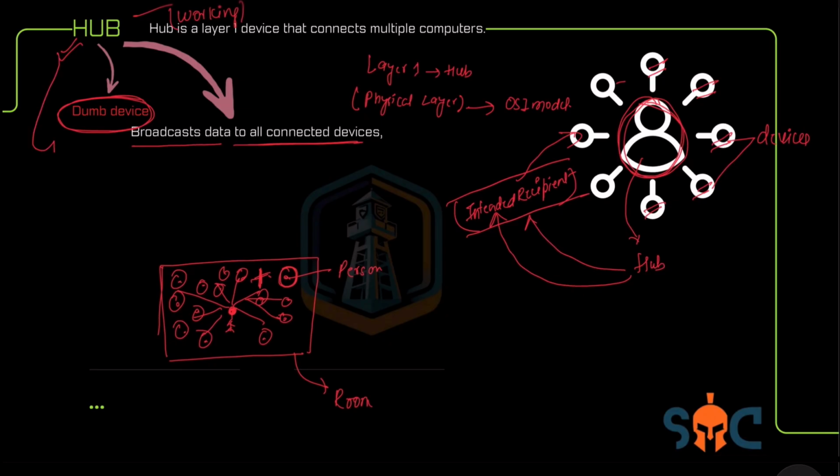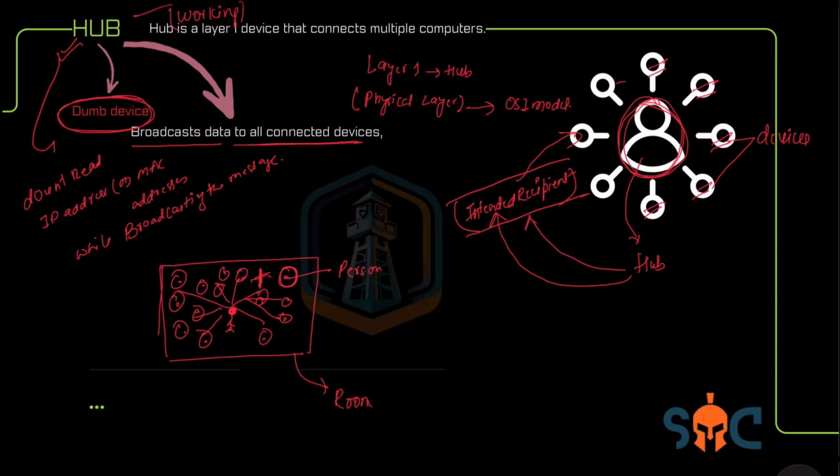A hub doesn't read IP addresses or MAC addresses while broadcasting the message. Because of this, data collision can occur when two devices send data at the same time.